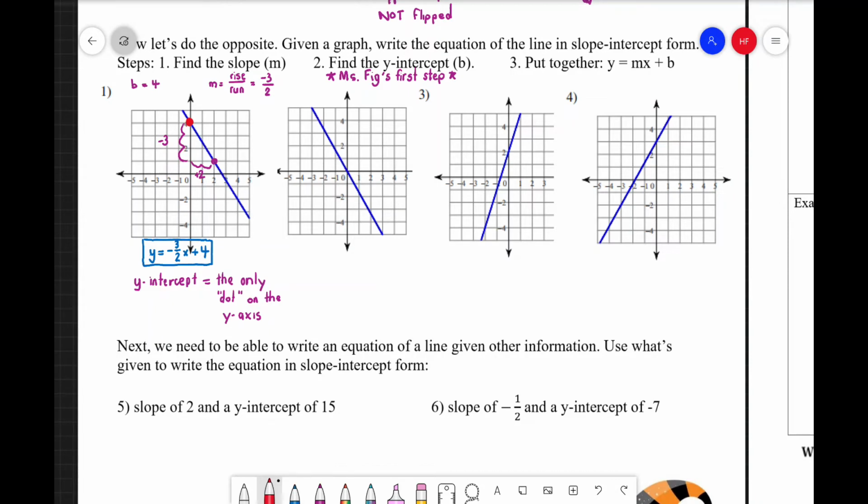So remember, my first step is going to be to find the y-intercept. If you want to find the slope first, that's perfectly fine. So my first step is looking for whatever point is crossing the y-axis. There should only be one. I see mine is happening right at the origin. So my b is 0.